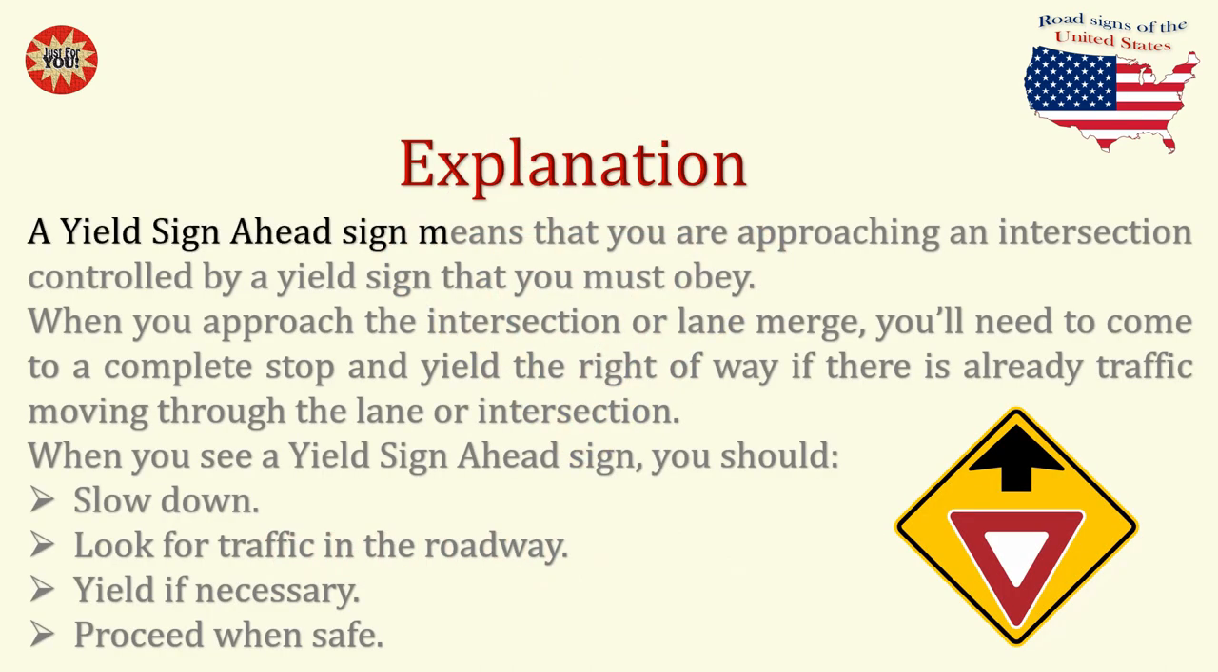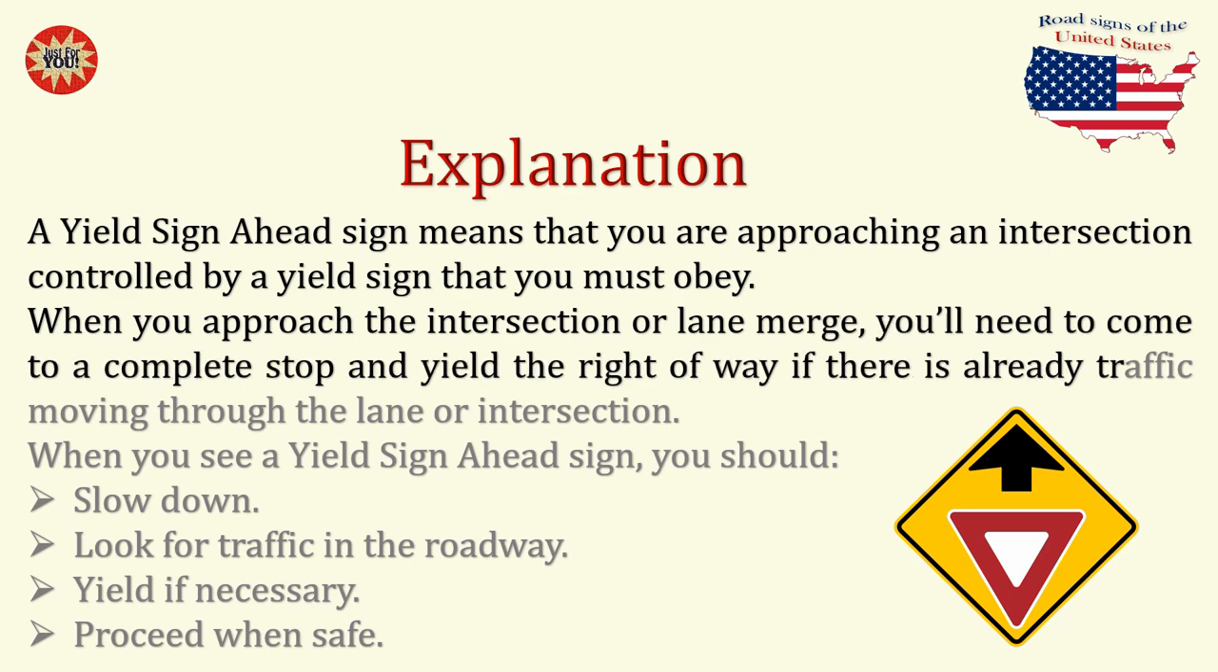Explanation. A yield sign ahead sign means that you are approaching an intersection controlled by a yield sign that you must obey. When you approach the intersection or lane merge, you'll need to come to a complete stop and yield the right of way if there is already traffic moving through the lane or intersection. When you see a yield sign ahead sign, you should slow down. Look for traffic in the roadway. Yield if necessary. Proceed when safe.